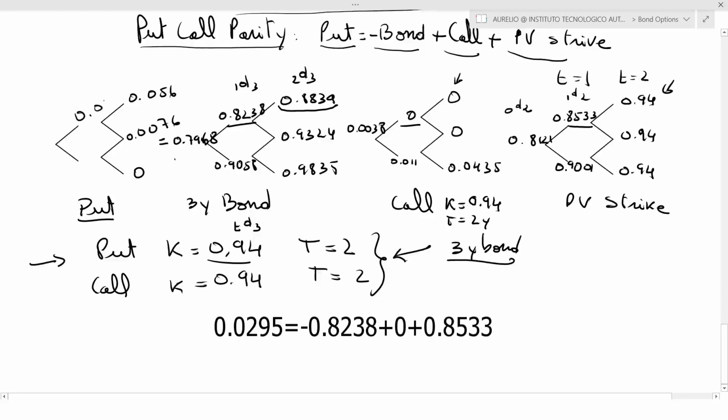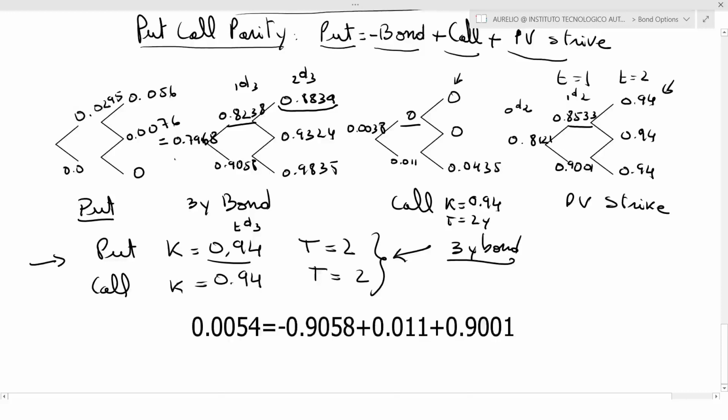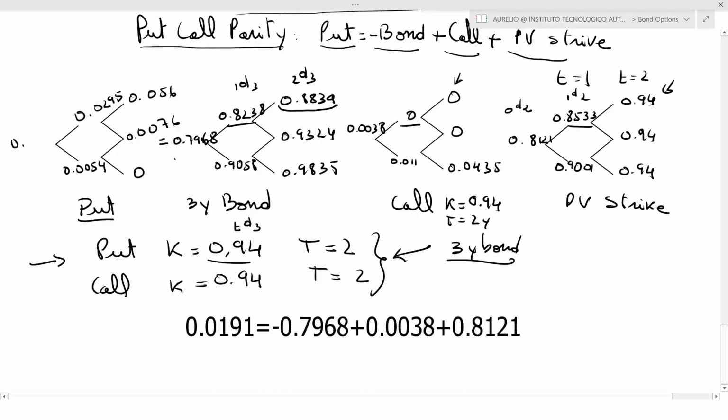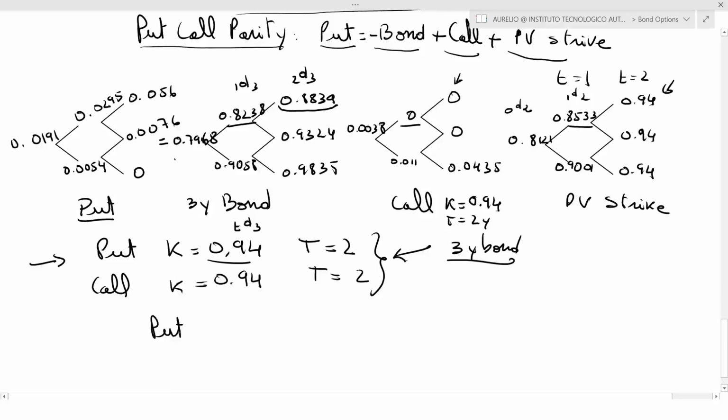So this one is going to be 0.00295. The one down is going to be equal to 0.0054. And then the put price at time t equals 0 is going to be equal to 0.0191. So in this case, by put call parity, the put is going to be equal to minus the bond, so minus 0.7968, plus the call price, 0.0038, plus the PV of the strike, 0.8121, and this is equal to 0.0191.